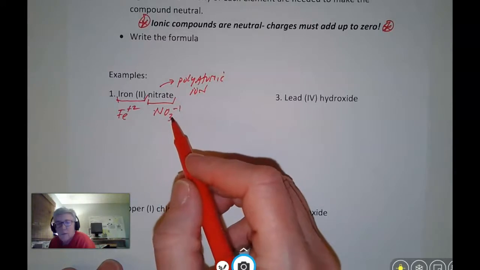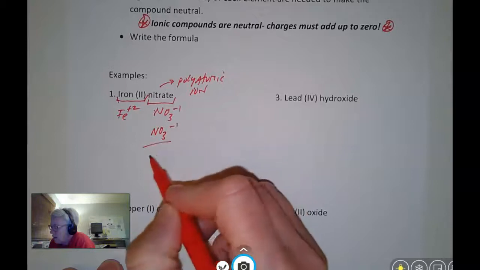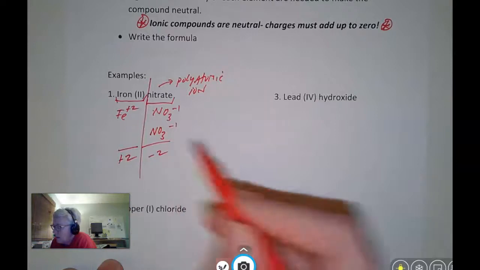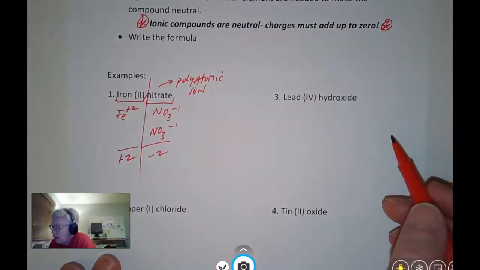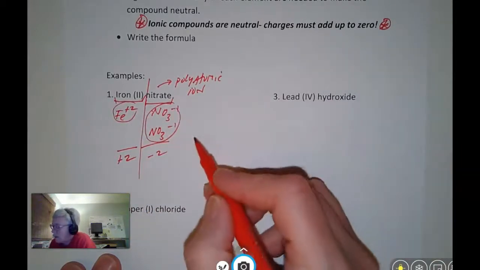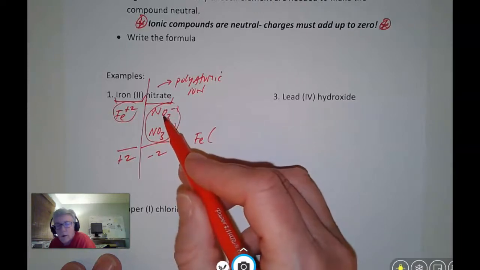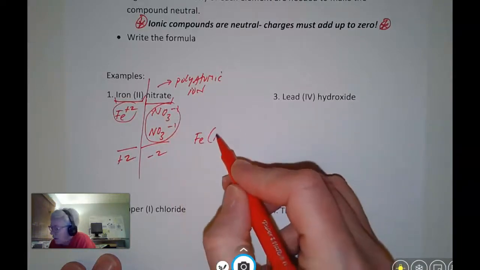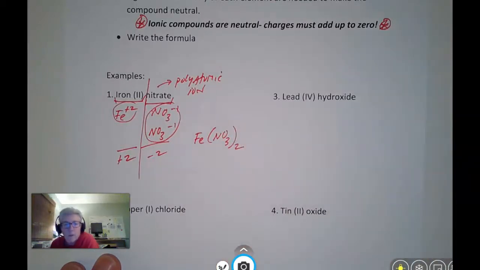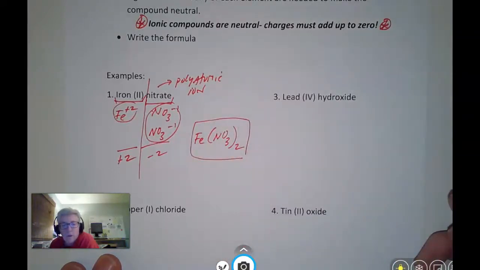All right, so I have one of those, and I need to have another one of these nitrates so that this side adds up to a -2, because this side is a +2. Okay, so now I can write my formula with 1 iron and 2 nitrates. So you would write Fe, and then remember, whenever you have more than one copy of a polyatomic ion, you need to put that into parentheses, and you put the number that you have outside the parentheses. Okay, so Fe(NO3) with a 2 on the outside.